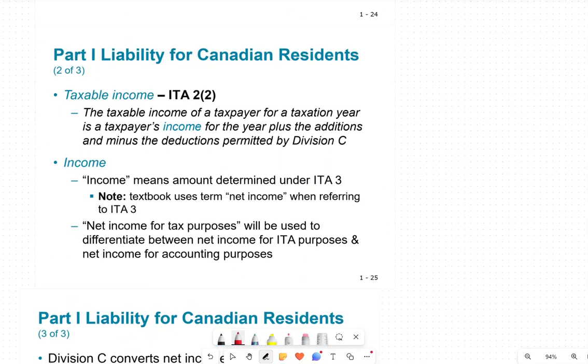Now we say taxable income. Tax is calculated on my taxable income. Under Division A, we have net income, and that net income we convert into taxable income to pay taxes. The taxable income for a taxpayer is the taxpayer's income for the year plus the additions and minus any deductions permitted by Division C.